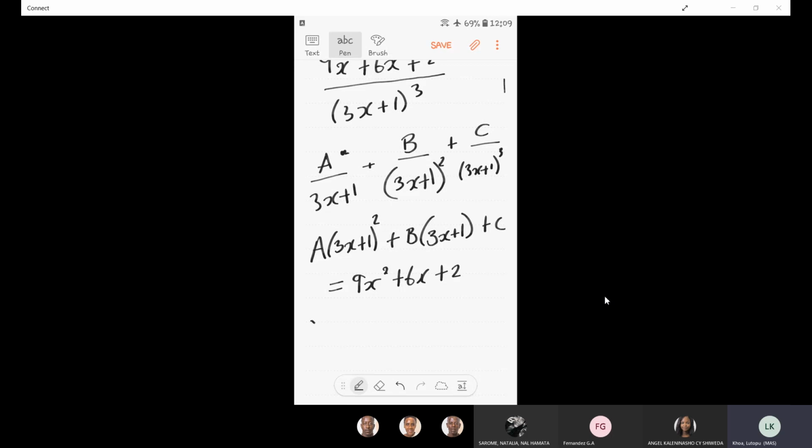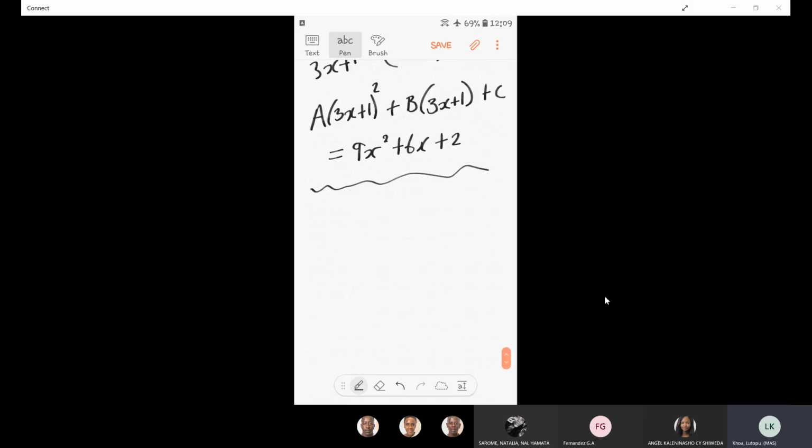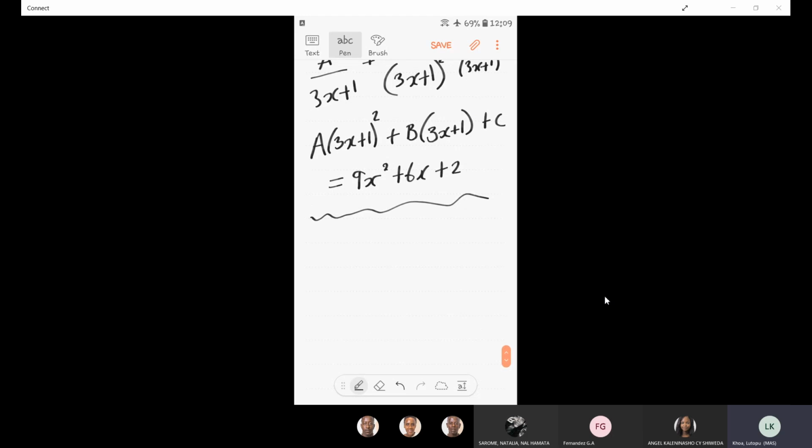Then I follow the same procedure. If there's anything I can substitute to make one of the others, A, B, or C, disappear, I do that. So I see that negative 1/3 will work. So I say let x equal to negative 1/3. Then we see that this term over here, the first one with A will disappear. The second one with B will disappear. Then I'll be left with C by itself.